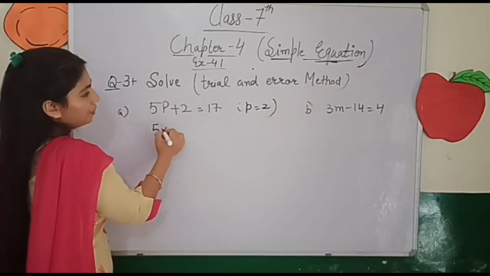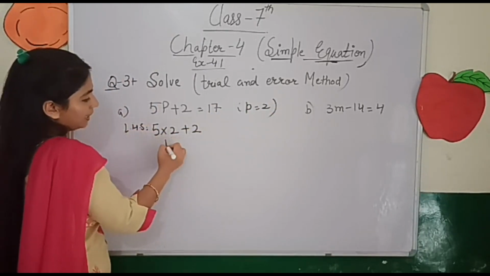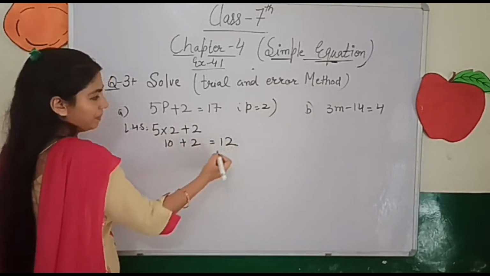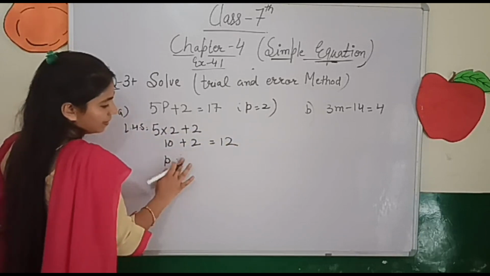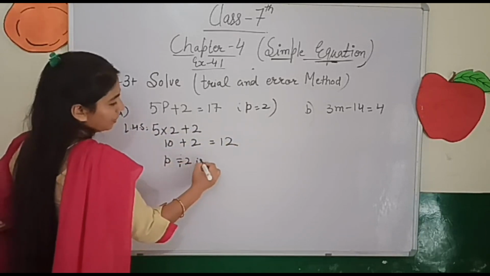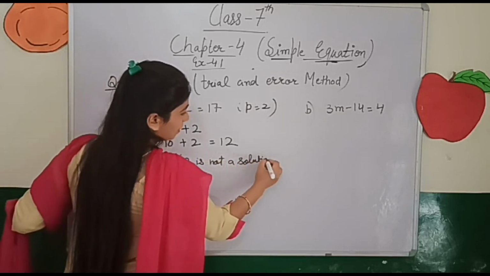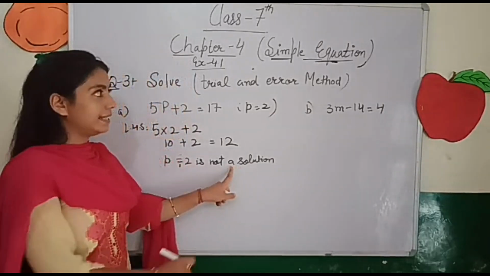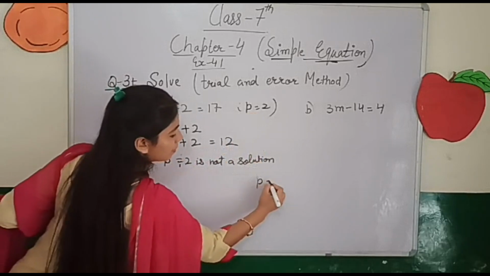So 5 into 2 plus 2, left hand side. So 5 2s are 10, 10 plus 2 is 12. It means p is equal to 2 is not a solution. It means an error has come. Yes. Now I am going to take p is equal to 3.